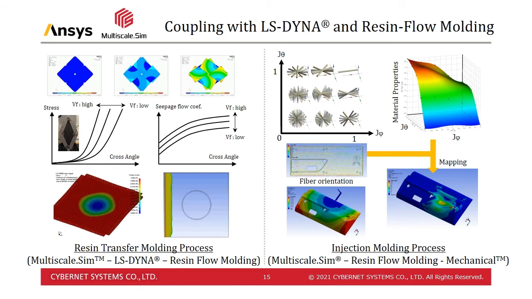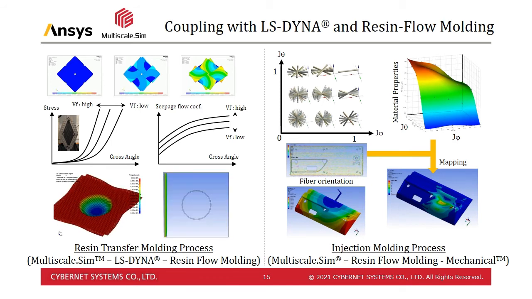Mechanical properties of dry fabrics are very unique and tend to increase sharply from a particular cross angle as seen here. In the real test, the measurement can be performed by the picture frame test as shown in the figure, but this can also be performed using the virtual material test of Multiscale.sim. This material behavior can be expressed by LS-DYNA's material constitutive law specialized for dry fabrics.